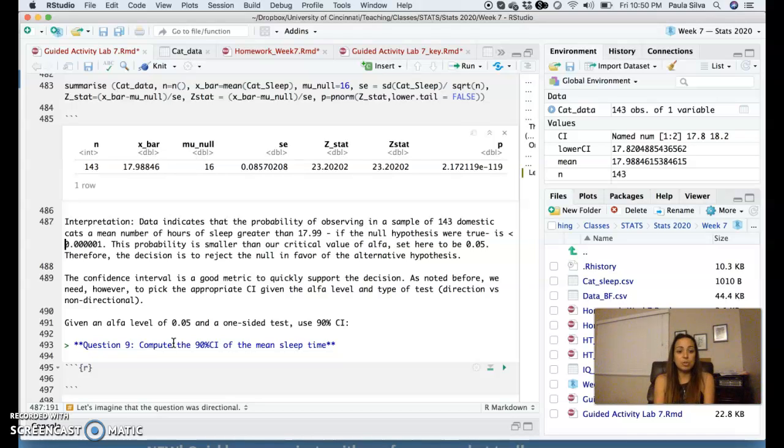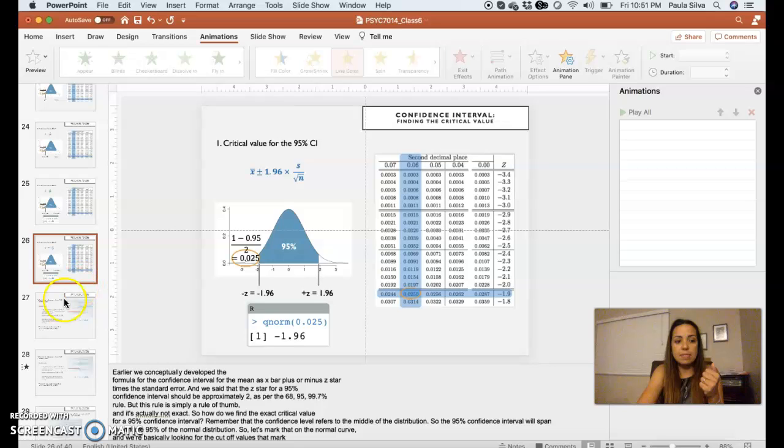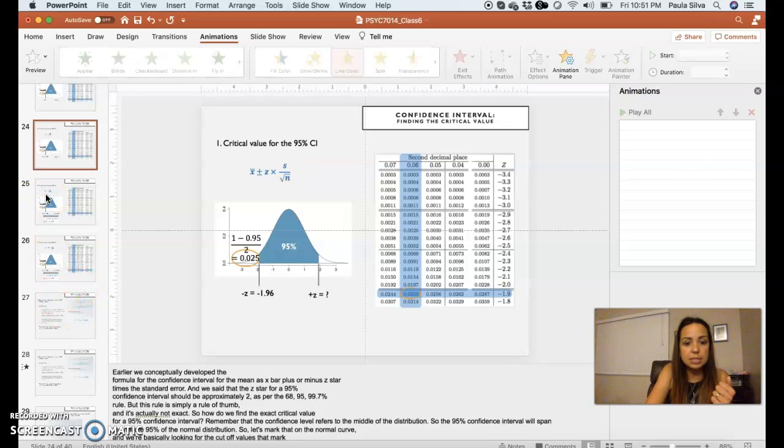The confidence interval is a good metric to quickly support the decision. As noted before, we need, however, to pick the appropriate confidence interval coefficient given the alpha level and type of test, directional versus non-directional. In the case of a non-directional test, we want to pair it with a confidence interval of 95%. In case of a directional test, we want a confidence interval that puts, where's my 90%?